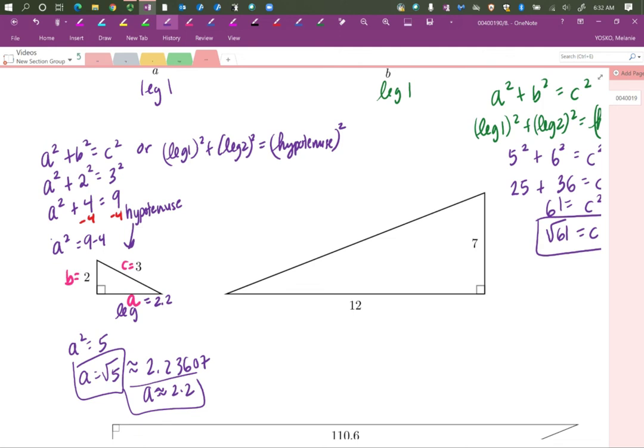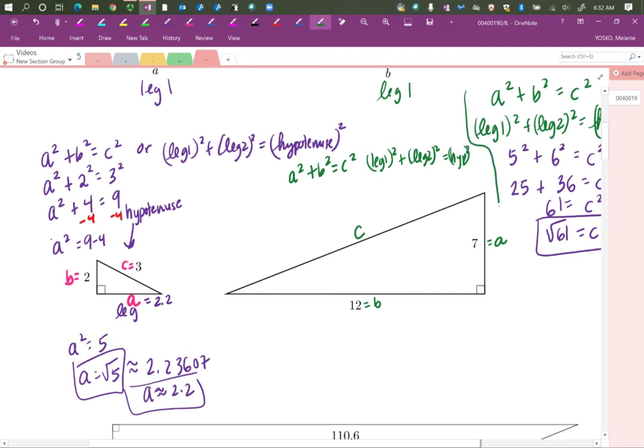Okay, here's a bigger one. So remember, a squared plus b squared equals c squared. C always has to be my hypotenuse, the side across from the right angle. So this side is c. If you want to label this, I'm going to change it up just a little bit. I'm going to call this side a now. It doesn't matter. I'm doing this on purpose. You see, it doesn't matter. Remember, I could also say that leg 1 squared plus leg 2 squared is equal to the hypotenuse squared. It's another way to do it.